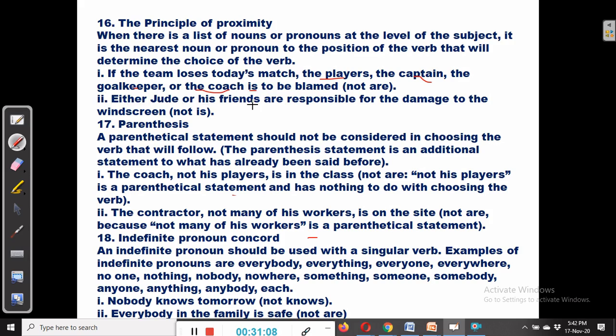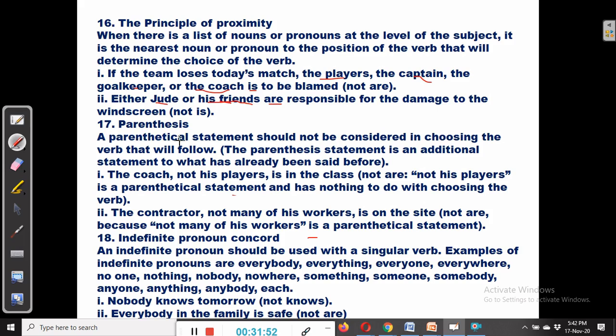Either Jude or his friends are responsible for the damage to the windscreen, not is, because here, even though Jude is singular, it is his friends. This is the subject that is nearer to the verb, and because this is plural, the verb has to be plural. Either Jude or his friends are responsible. Now, if we are to reconstruct it, and we say either his friends or Jude is, that's the way it works.